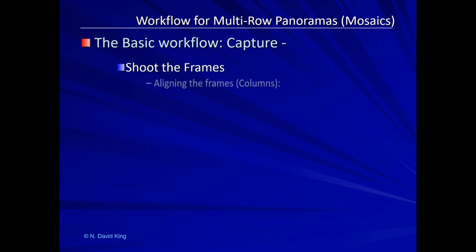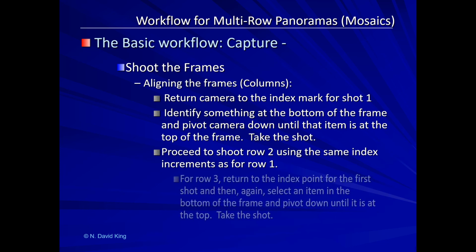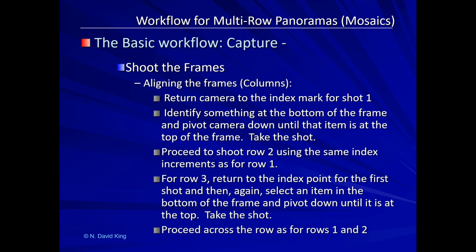Then we're going to need to take the next row. Move back to the position of the first shot. Pivot the camera down until some item that was at the bottom of the frame in the first shot is at the top of the frame in the second shot. Note the index marks. Now, proceed to shoot row 2 using the same horizontal index increments that you did for row 1.